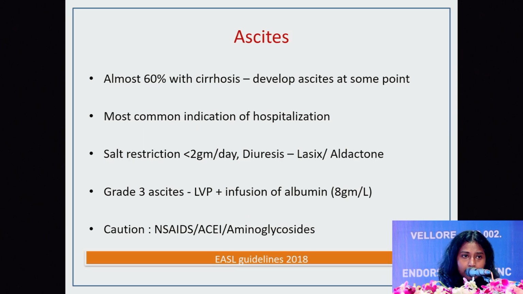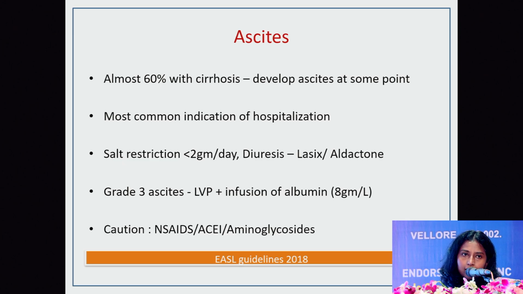Moving on to the second complication, ascites. Almost 60% of patients with cirrhosis develop ascites. This is one of the most common indications for hospital visits. Many of our patients come with need for recurrent ascitic taps. So how do we manage this ascites? This is a stepwise management approach. I would just tell it in a few practical points. The first thing is looking at diet, salt restriction, which is around 2 grams per day.